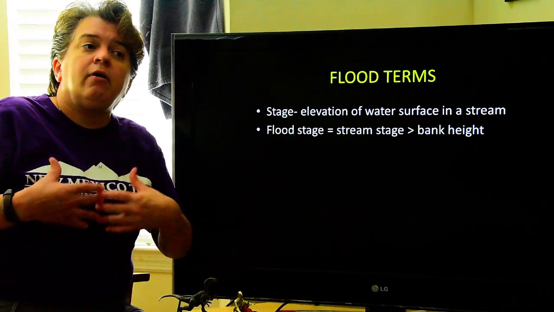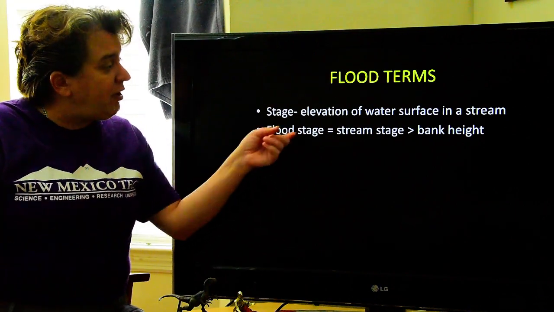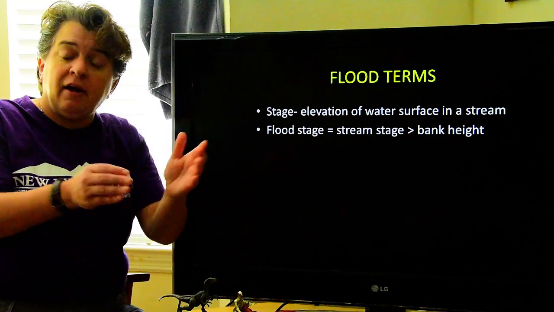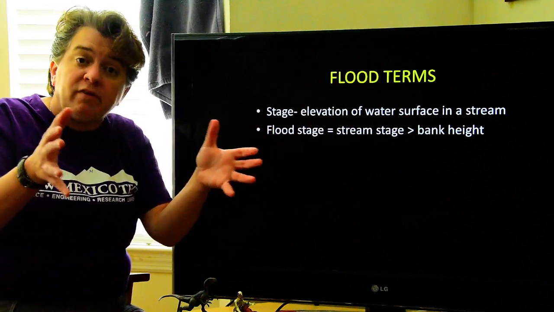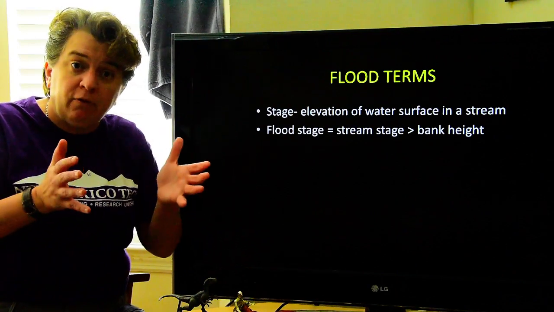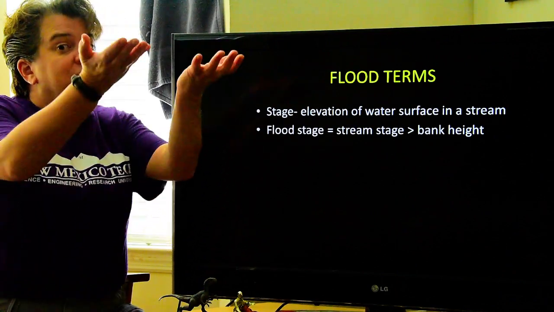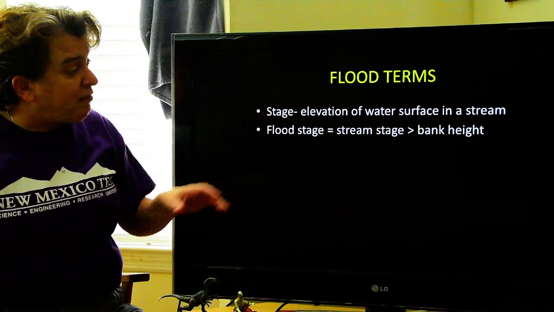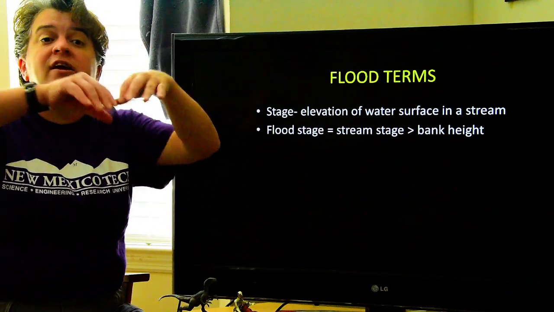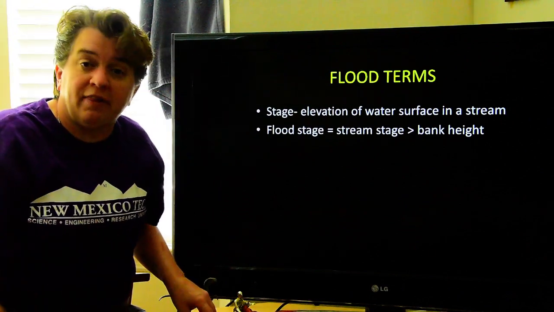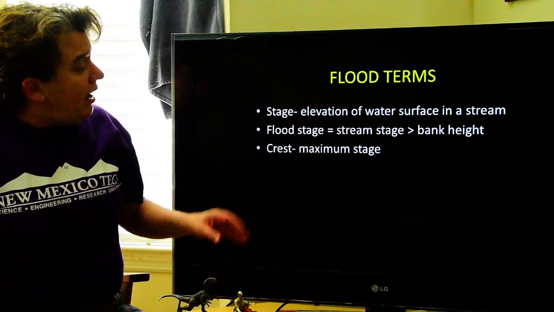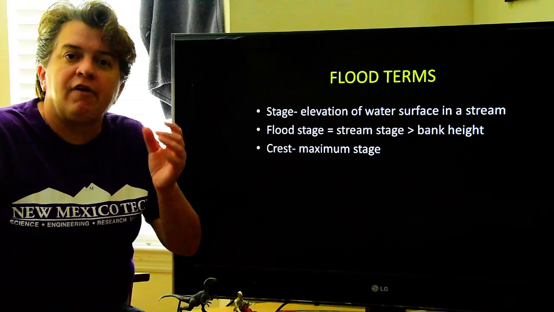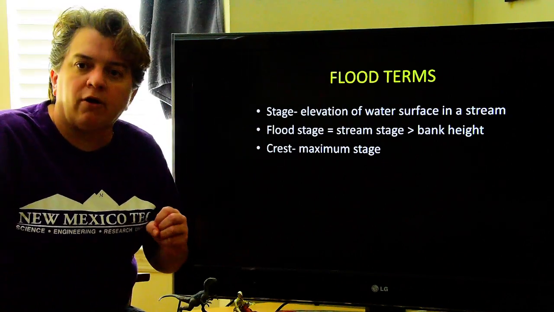When you hear people talk about flood stage, that's when the stream stage gets higher than the banks. Right? The stream banks are what holds it in its normal path where it flows. Well, if the elevation of the water gets higher than that, then we're going to have a flood. So that's flood stage, is where the water elevation gets higher than the channel that's supposed to be holding it. The crest of a flood is the maximum stage. So the crest is the highest rise in water in the flood.